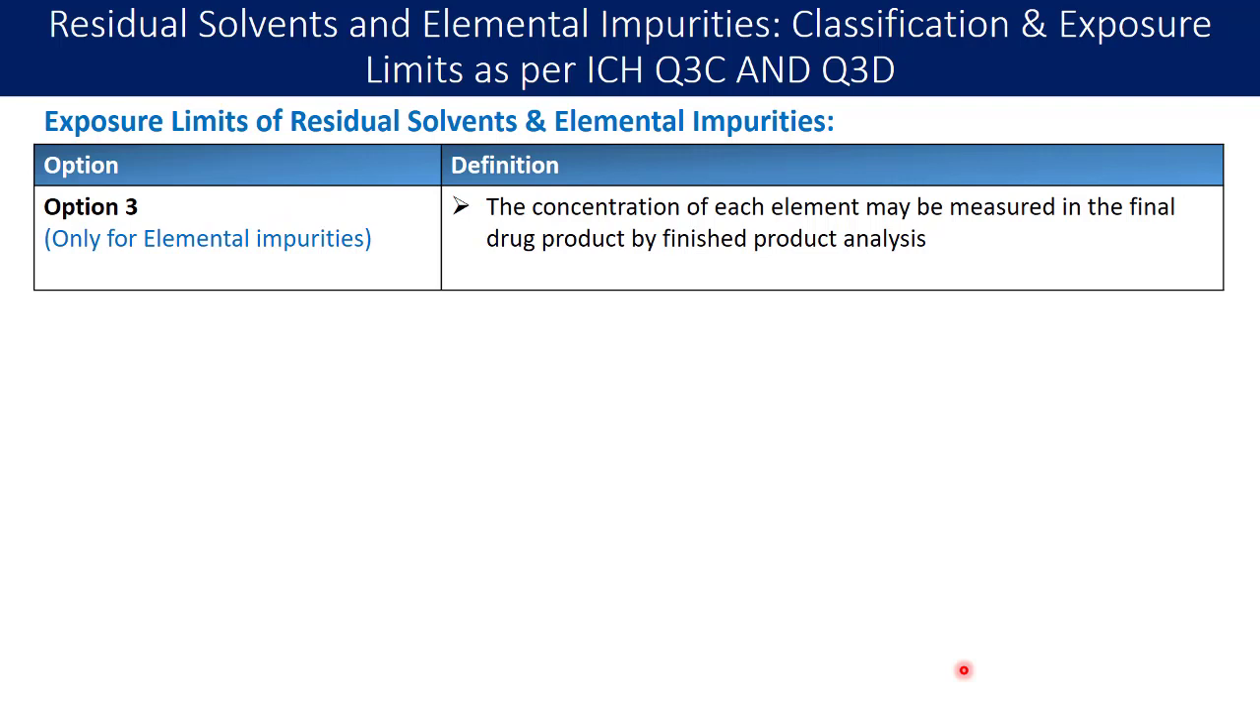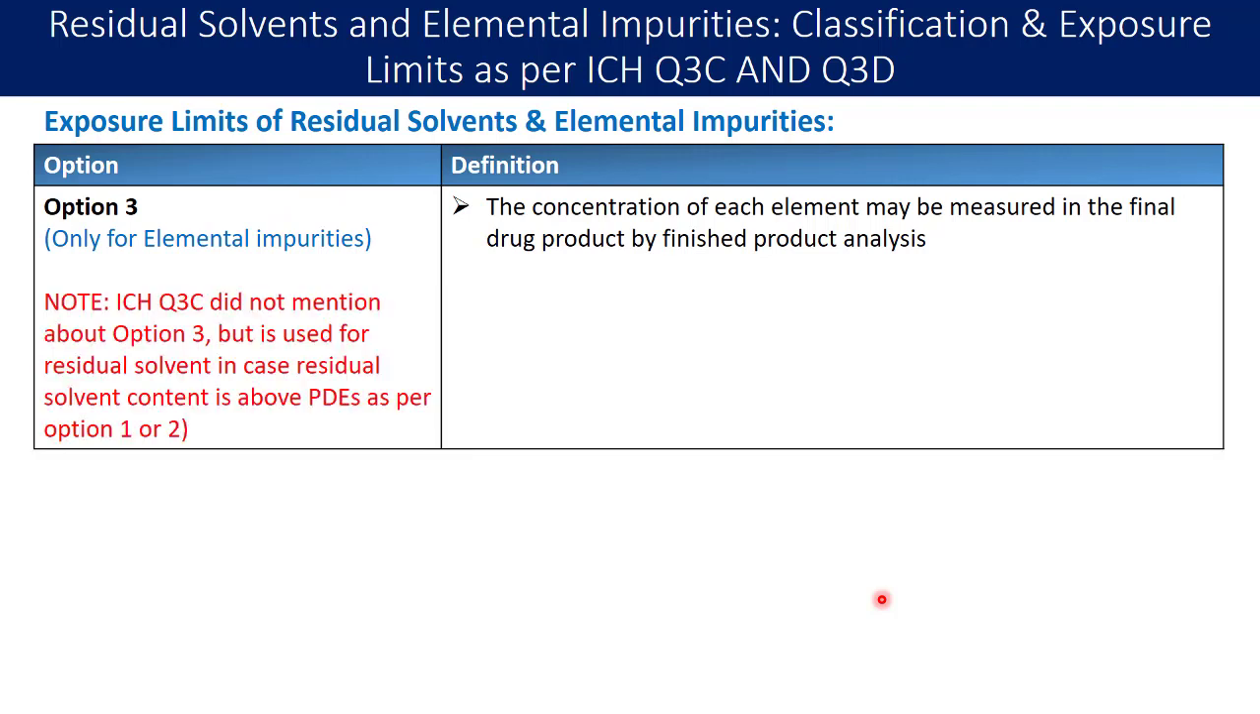Look at here now, even though the initial content was a little higher, once the product gets processed, I get the elemental impurity below its permitted daily exposure by analyzing the actual finished product. See now, if you look at the residual solvent guideline Q3C R8, the guideline has not mentioned an option number 3, but if you go through the guideline you can realize that this similar option also can be used for residual solvent. In case your product does not meet option 1 or option 2 acceptance criteria, you can analyze the product.